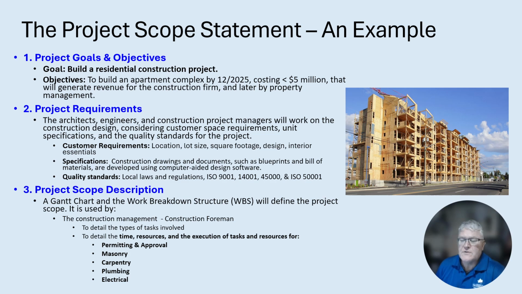Here we are going to look at an elaborate project scope statement. So here's an example. Project goals and objectives. The goal is to build a residential construction project. Objectives: to build an apartment complex by 12/25, costing less than $5 million, that will generate revenue for the construction firm and later by property management.